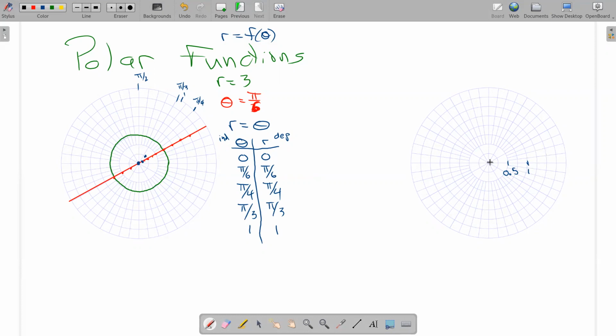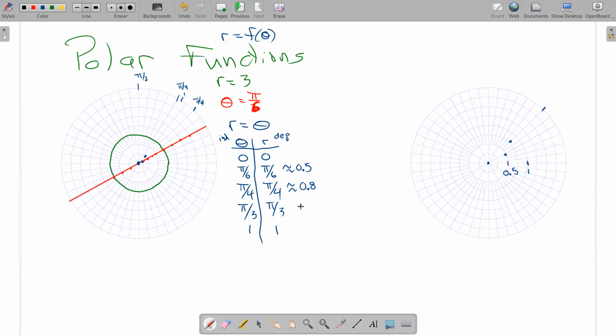All right, so I got the point 0, 0. I've got the point pi over 6 goes with about 0.5. So pi over 6, 0.5, that's going to be about right there. Pi over 4 is going to be about, I'm just going to go with 0.8 because it's hard to graph more decimals than that. So this is 0.75, 0.8, so just a little farther. Pi over 4 is this one right here. So that should be around right there-ish.